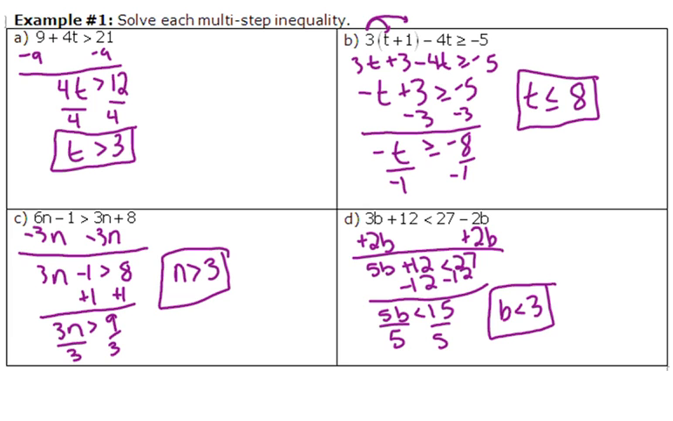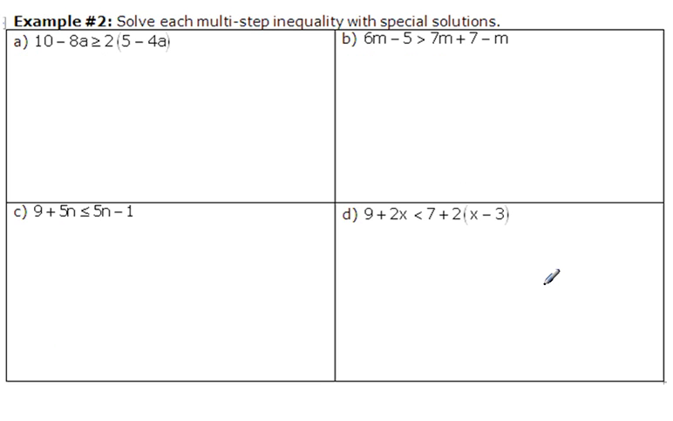Now let's look at example 2. Example 2 is very similar to example 1. We're still solving multi-step inequalities, but these are going to have special solutions. Just like with regular equations, sometimes when we solve one, our variable would cancel out, and we'd just be left with numbers. And we would either call that no solution or an identity, or all real numbers.